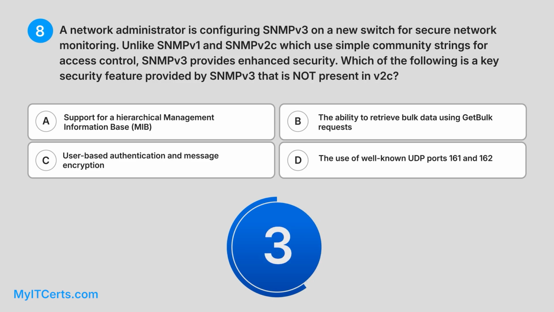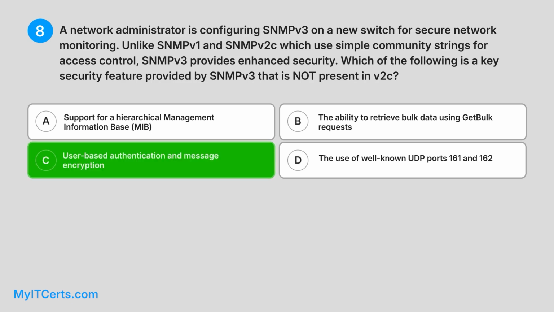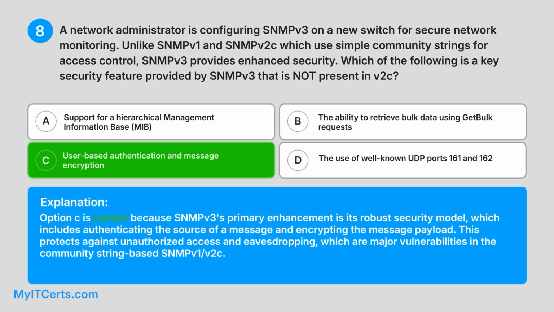Can you guess the answer? Correct answer. C. User-based authentication and message encryption. Explanation. Option C is correct because SNMPv3's primary enhancement is its robust security module, which includes authenticating the source of a message and encrypting the message payload. This protects against unauthorized access and eavesdropping, which are major vulnerabilities in the community string-based SNMPv1/v2c.